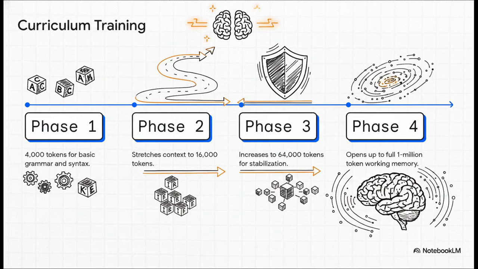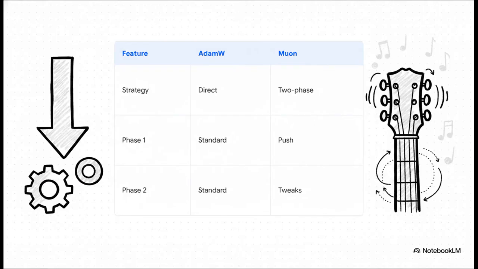It's essentially like slowly expanding the working memory of a brain while it's still figuring out how to think, preventing it from just drowning in data. During this training process, they completely replaced the industry-standard AdamW optimizer with their own custom Muon optimizer.